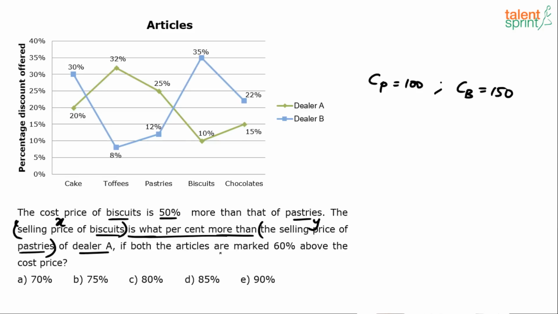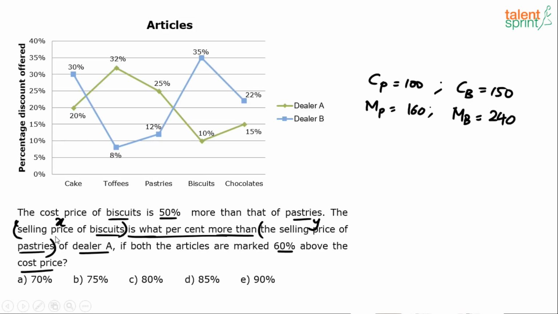If both the articles are marked at 60% above the cost price. Both articles meaning pastries and biscuits are marked 60% above the cost price. Now look at this. Cost price is 100. What will be the mark price of pastries? 160, because it is marked 60% above the cost price. What is the mark price of biscuits? It will be 240. Don't ask me how. It's a mental calculation that you have to do. 60% of 150 is 90. 150 plus 90 is 240.